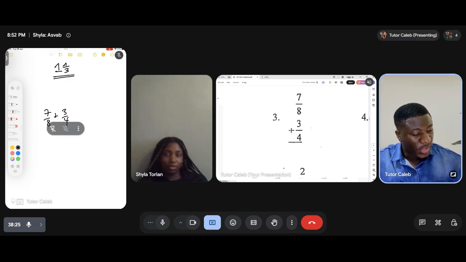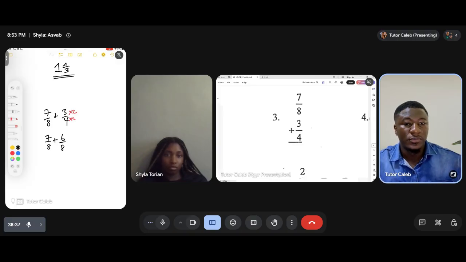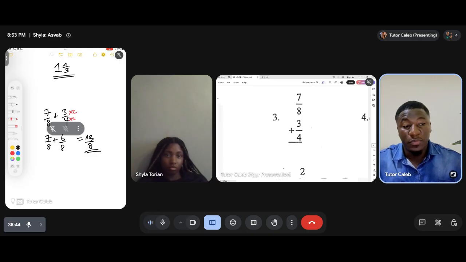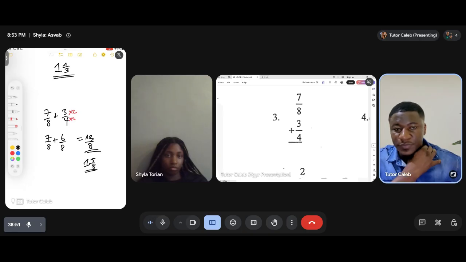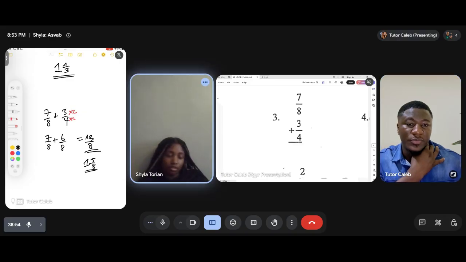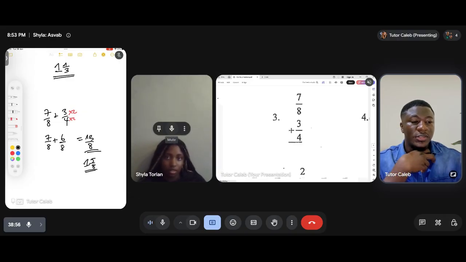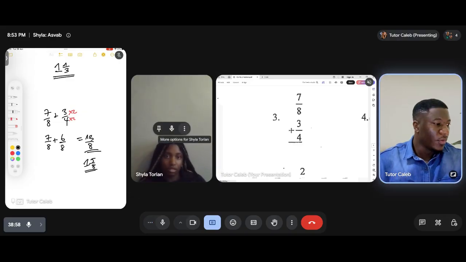Look, I multiply this by 2 and this by 2. I'm increasing the fraction, right? So I get 7 over 8 plus 6 over 8. So this gives me 13 over 8. This is my answer. If I'm giving my answer in improper fraction, in mixed fraction it is 1 and 5 over 8. Okay. Make sense? Yeah. Okay, fine.